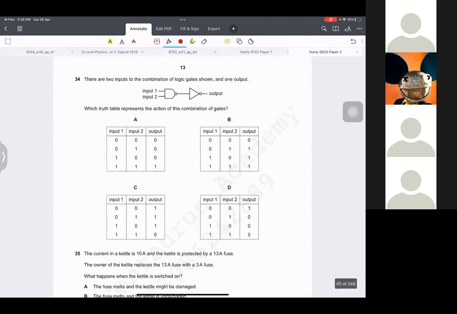Now, 34. Which truth table represents the action of the combination? There is a NAND and there is a NOT. A NOT and NAND combined will actually make an AND. So we have to look for AND, and that's A. I think it should be A.